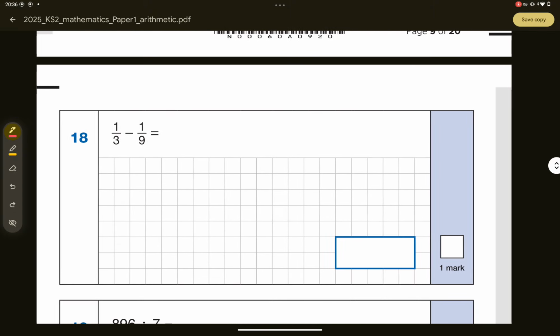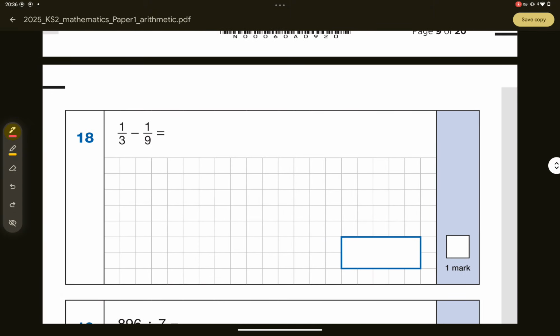And then 18, 1/3 minus 1/9. We need to find the common denominator, which is 9. 1/3 equals 3/9 because 3 times 3 equals 9. And then whatever we do to the denominator, we have to do to the numerator. So 3/9 minus 1/9 equals 2/9.